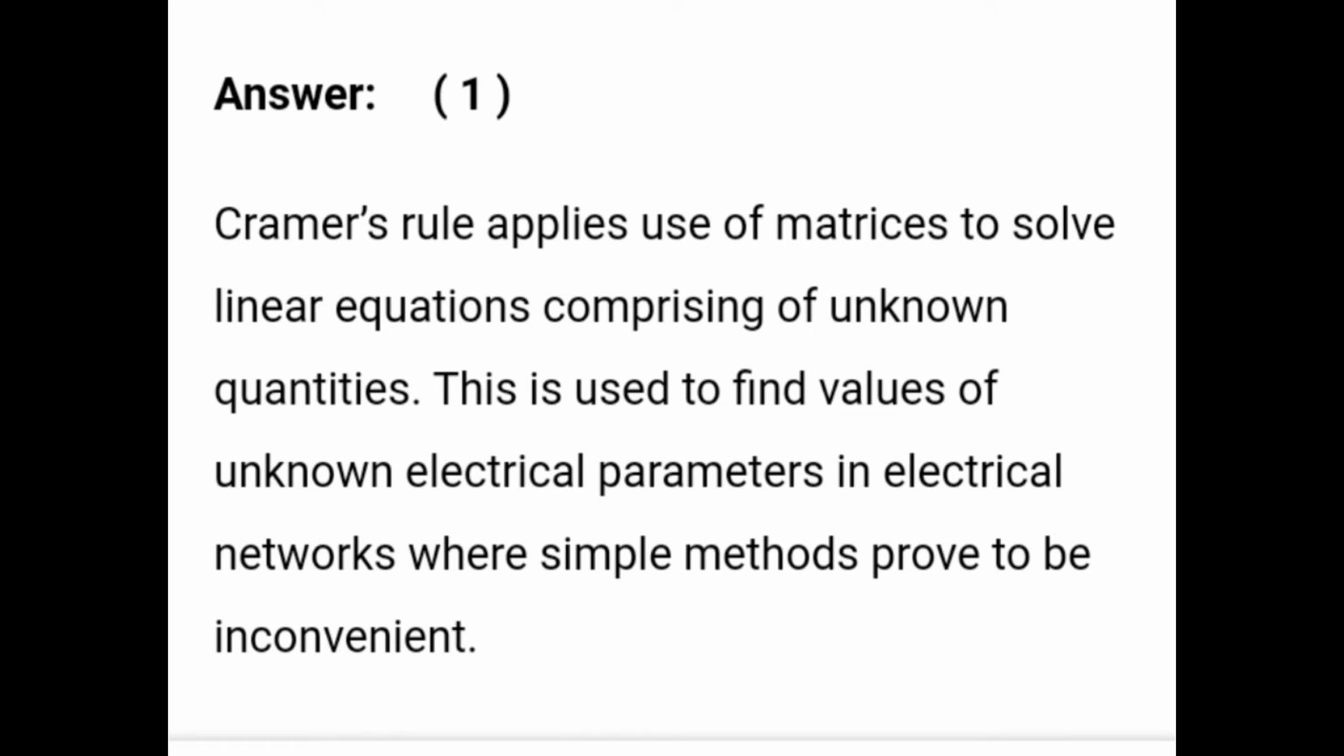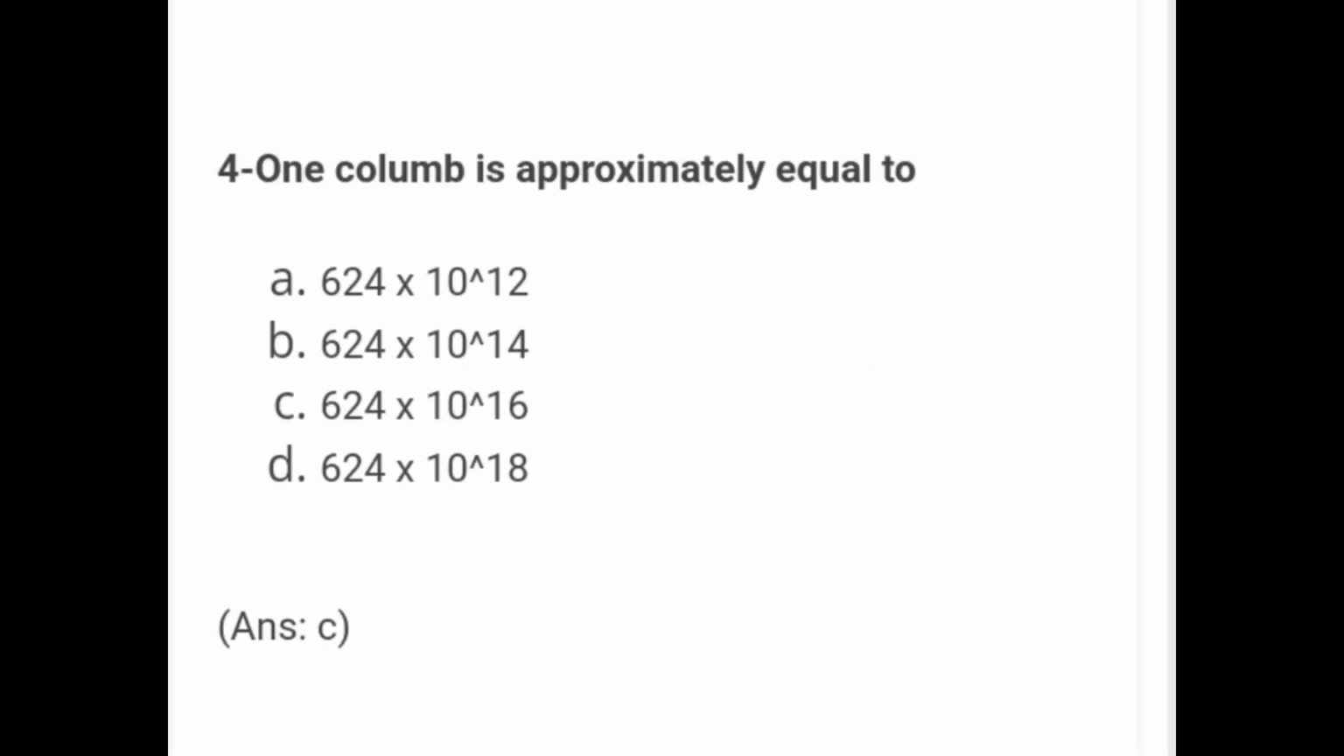Then next question is, 1 coulomb is approximately equal to 624 multiplied 10 to the power 12. B is 624 multiplied 10 to the power 14. C is 624 multiplied 10 to the power 16. And D is 624 multiplied by 10 to the power 18. So option C is correct, 624 multiplied by 10 to the power 16. 1 coulomb is approximately equal to that.